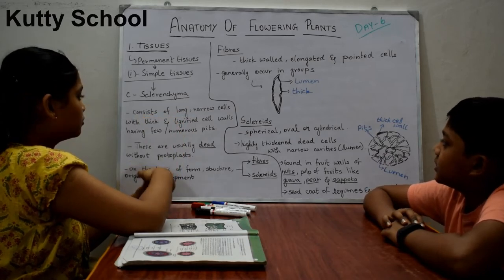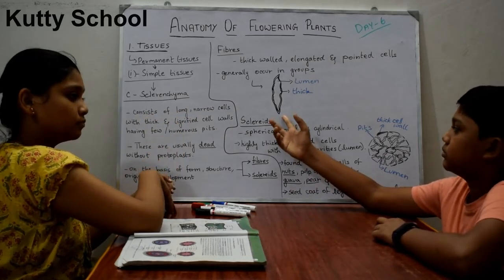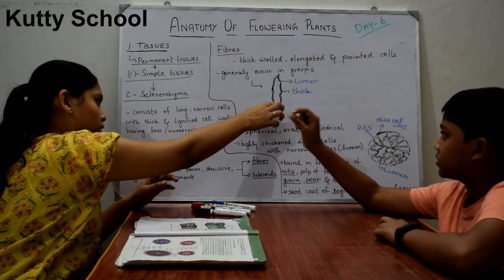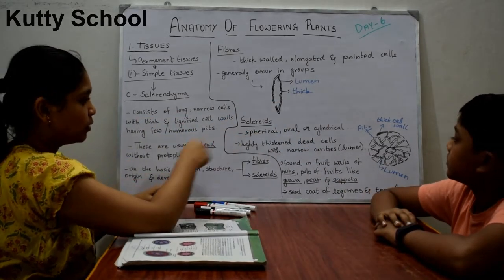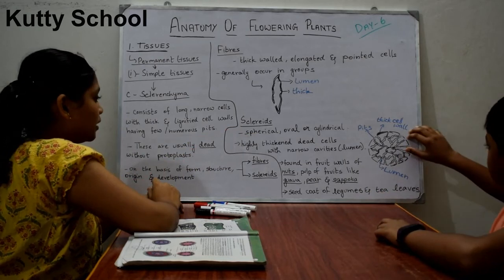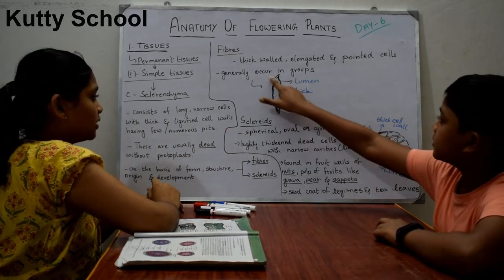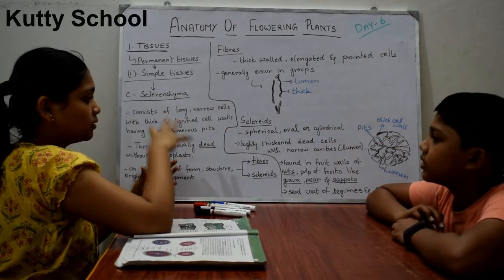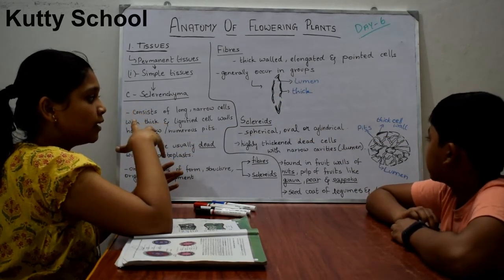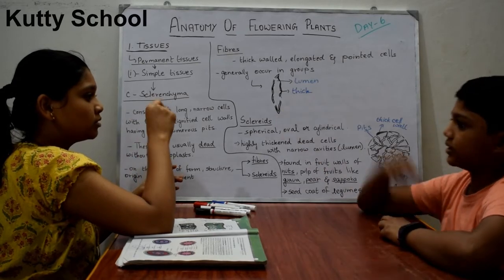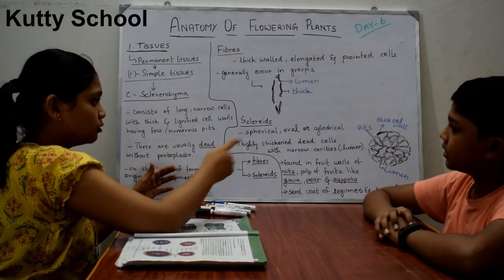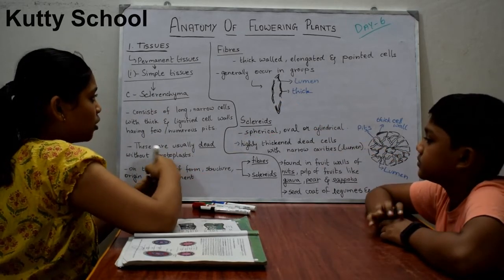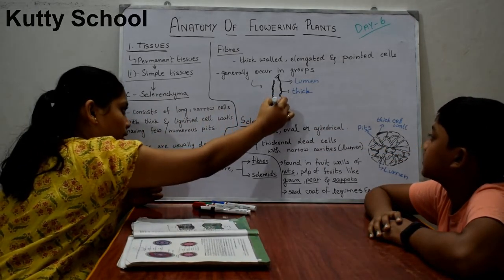So between the outer and the inner, there is some space. And numerous pits are nothing but gaps like this. Those gaps are the pits. In some cells, these gaps will not be there actually.